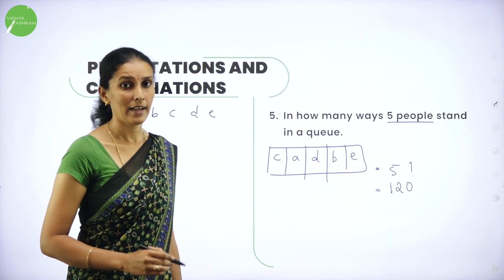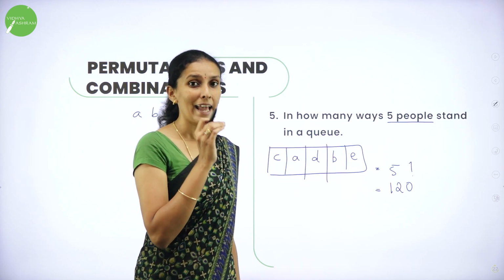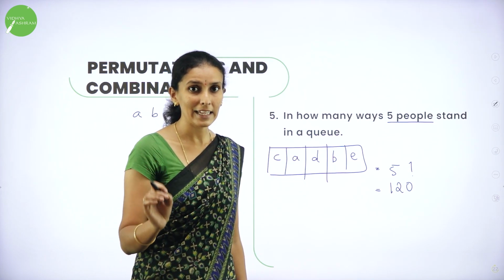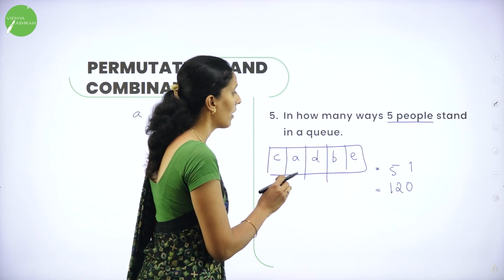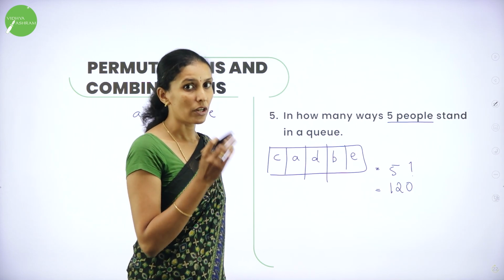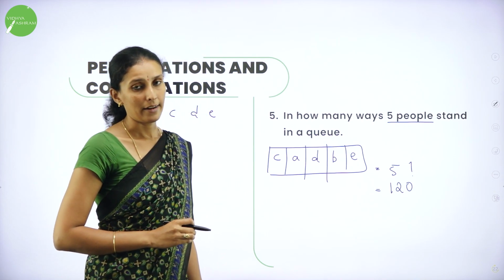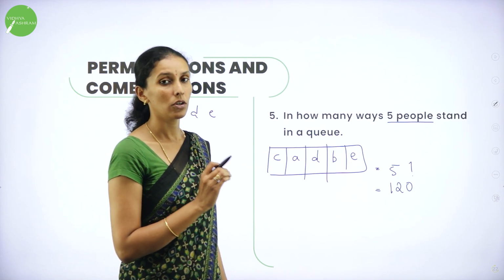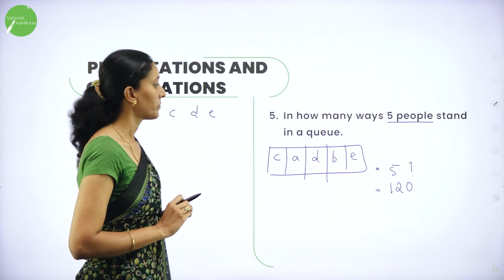As we have learned, permutation without repetition, that is n number of objects arranged in n different ways, that is n factorial. So here you have 5 people, they can be arranged in 5 different places. So therefore 5 factorial is the answer, that is 120. So your total number of permutations for this answer is 120.